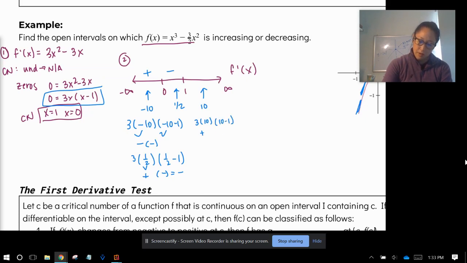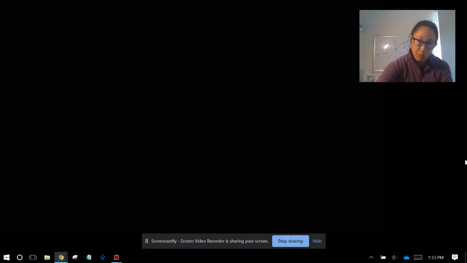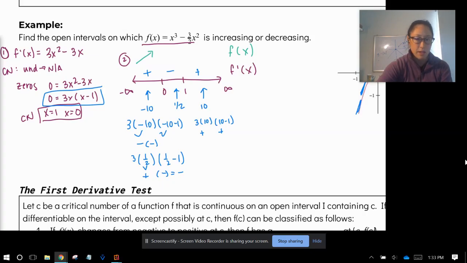I can see I get a positive and a positive, which is going to result in a positive. So from there, the output, I know that anywhere between negative infinity and 0, the derivative is going to be a positive value, which means that f of x is increasing in value between negative infinity and 0. And then f prime of x is going to give me a negative value, which means that the slope of the original is negative. So we're going to be decreasing and then increasing.